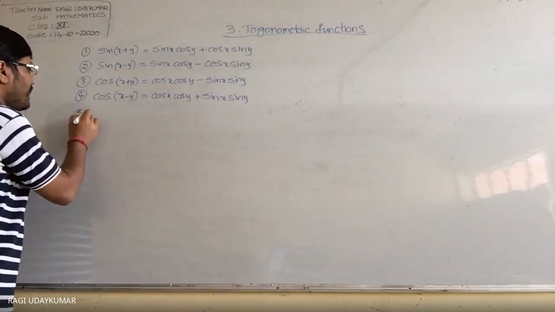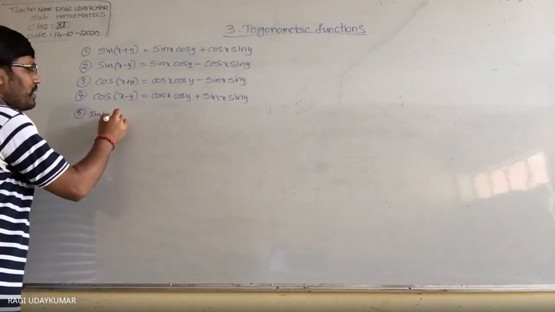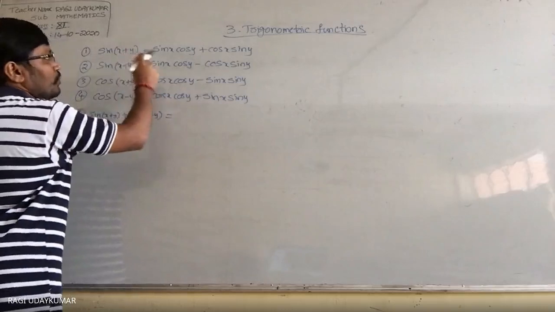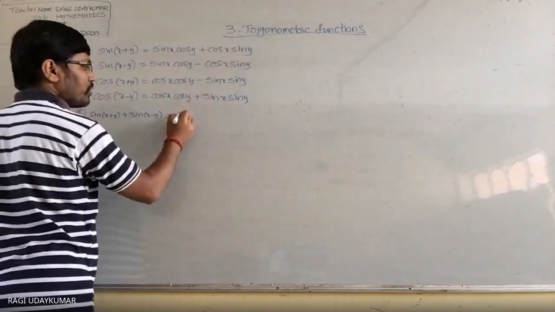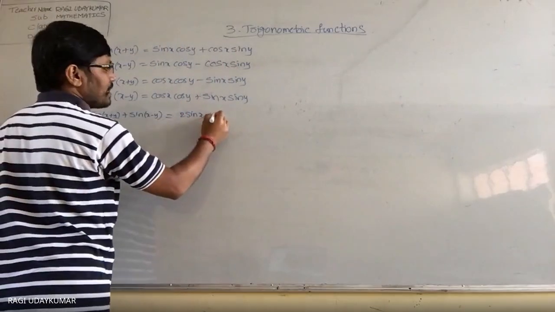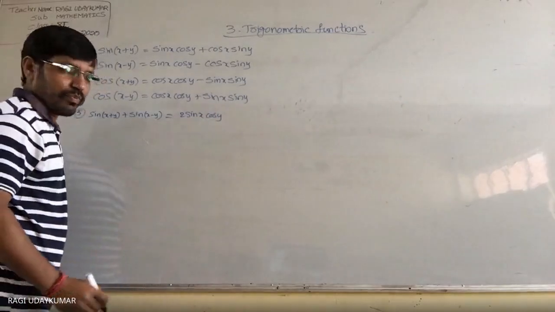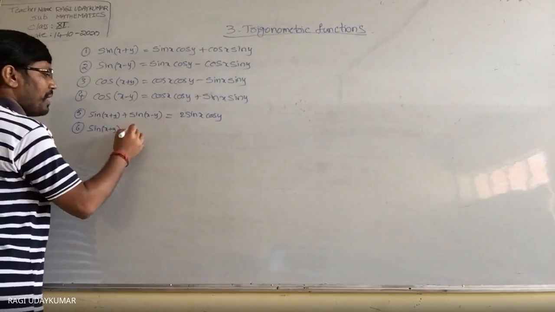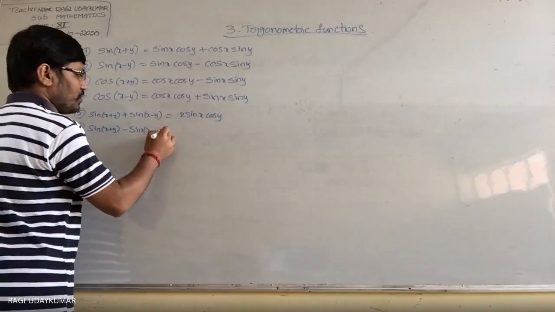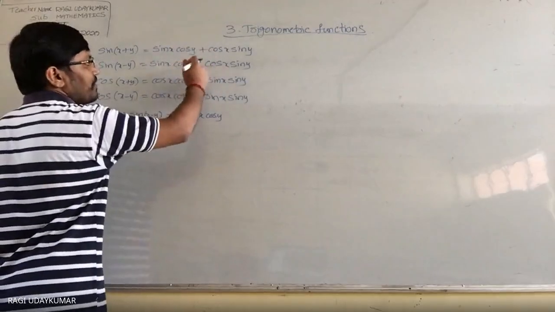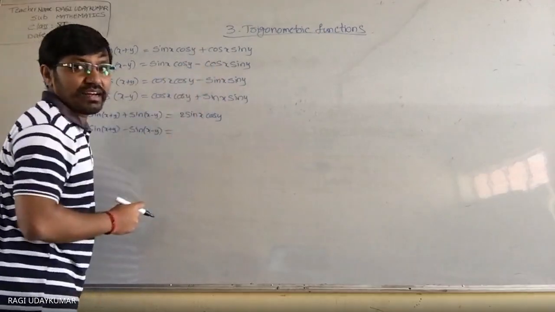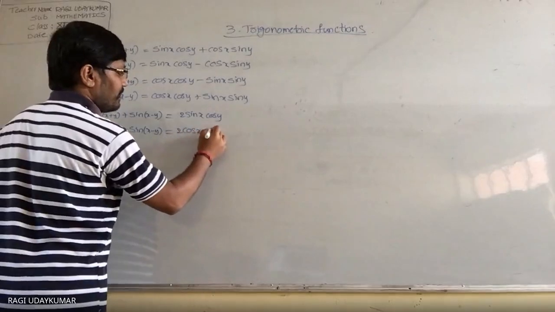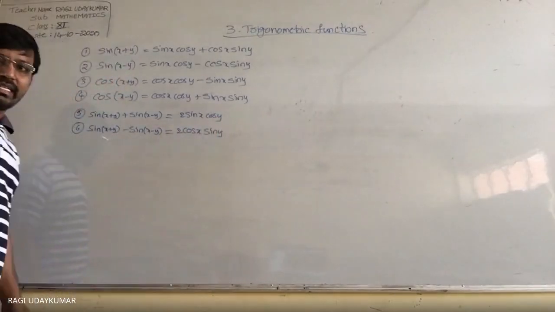If you want, you can write that also, because from these only you are going to get that. So you can write here sin x plus y plus sin x minus y. If you add these two, the terms get cancelled, so you are going to get 2 sin x cos y. The next one is sin x plus y minus sin x minus y. If you subtract these two, the first one will get cancelled and the other becomes plus. So you are going to get 2 cos x sin y.